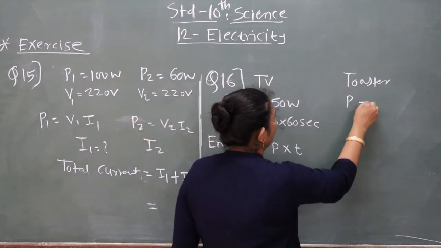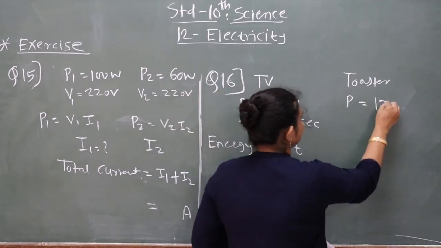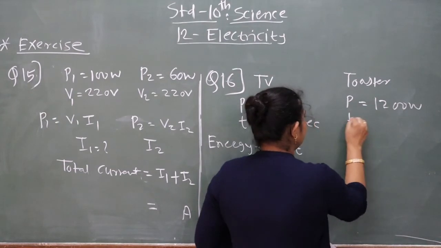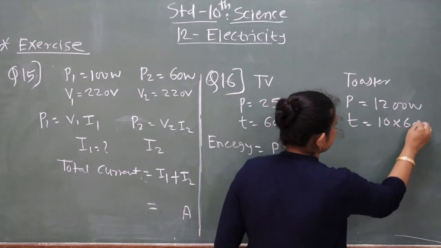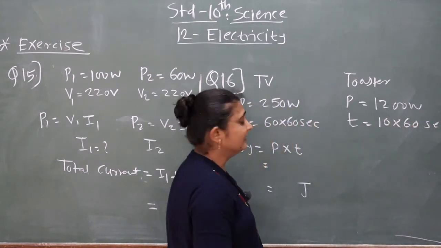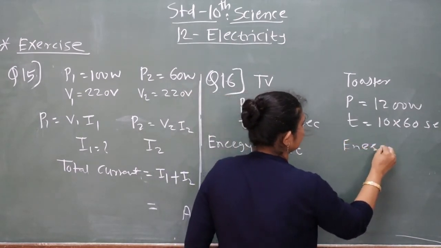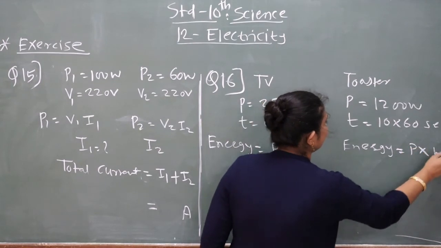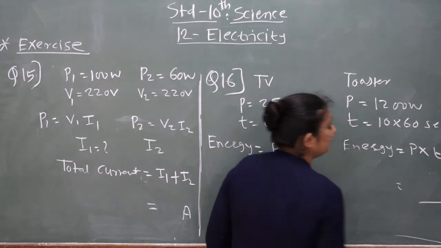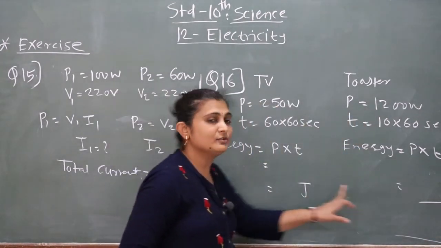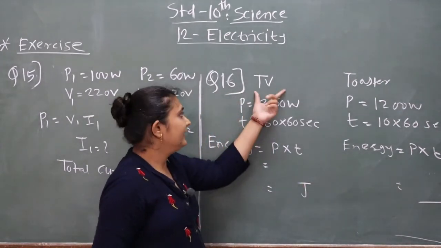For the toaster, power is given. What is the power? 1200 watt. And time is given, 10 minutes. 10 into 60 converted into seconds. Again calculate energy, P into T. Simply multiply these two terms. You get energy in joule. After calculating these two values, you will find which one uses more energy, TV or toaster.